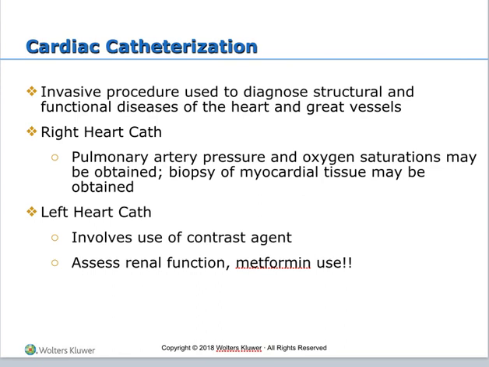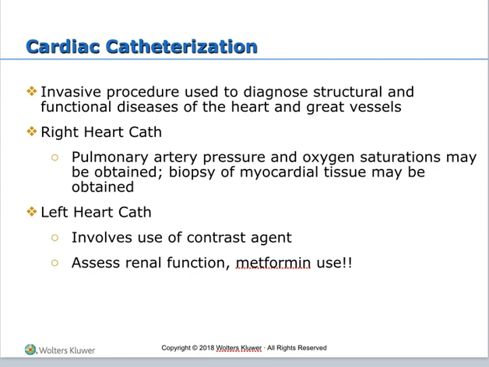Then we can do cardiac catheterization. That is an invasive procedure in which we access a blood vessel and thread a catheter through the blood vessel up into the heart so that we can visualize the coronary arteries and look for any obstruction. The way that we do that is that we use IV contrast, a fair amount of it. Because we use contrast with cardiac catheterizations, we have to do a renal function assessment and assess for use of metformin, because metformin used with IV contrast can cause renal failure.